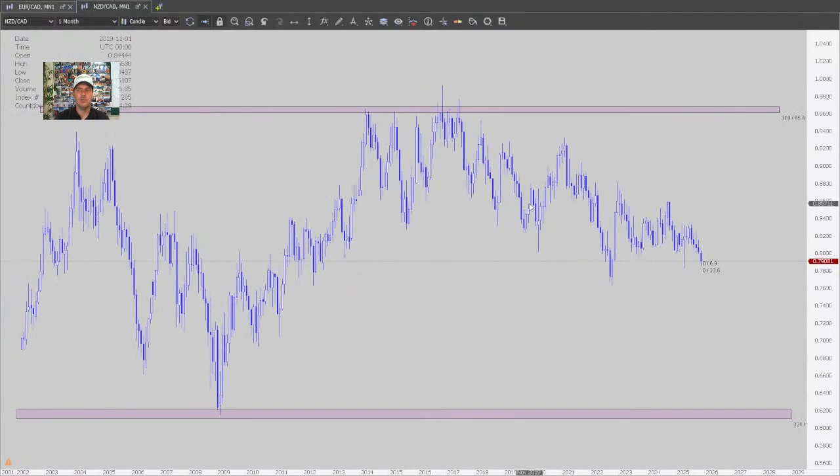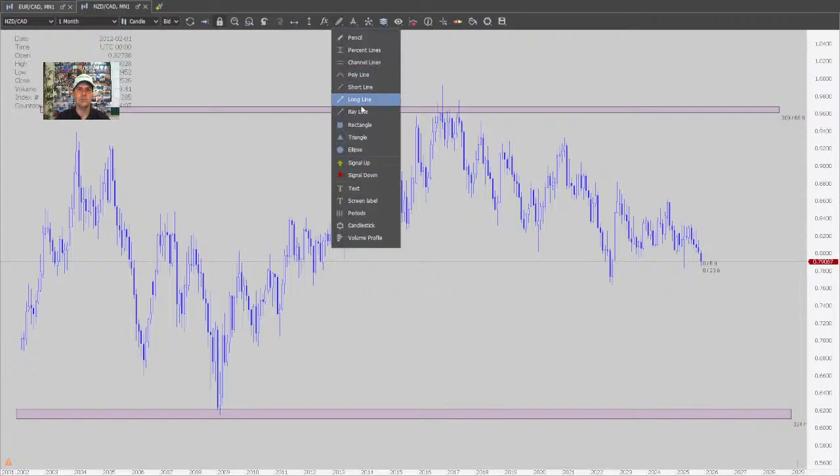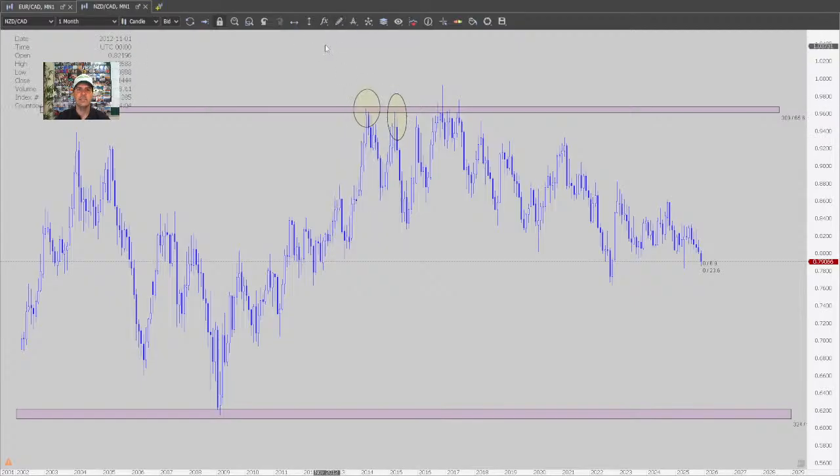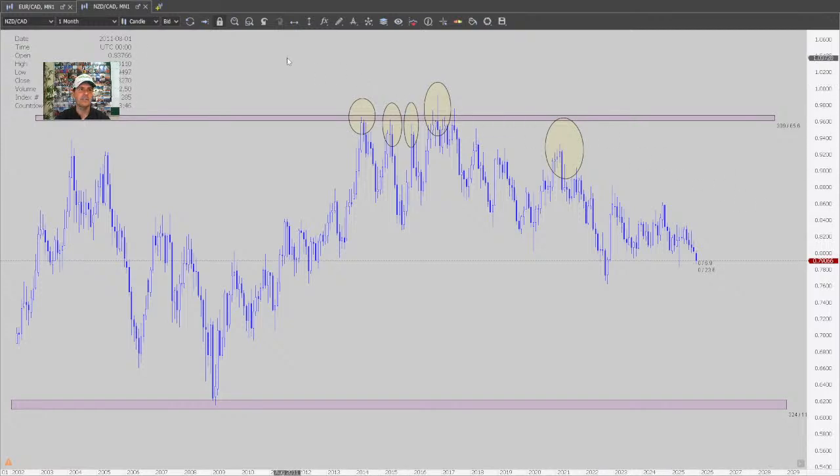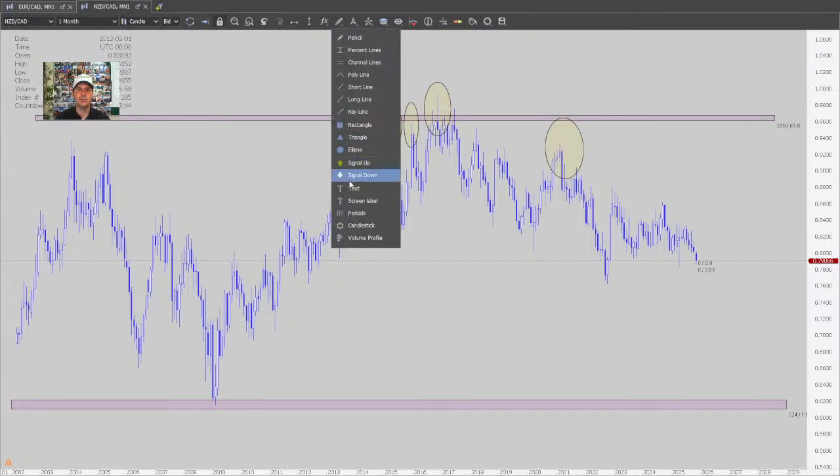Okay, everybody, today we have how to find the original Fibonacci in a downtrend. Where would you start? Your A, would you start at the first circle, the second circle, the third circle, the fourth circle, or the fifth circle? Where would you start your down ABCD? NZD-CAD monthly chart today.